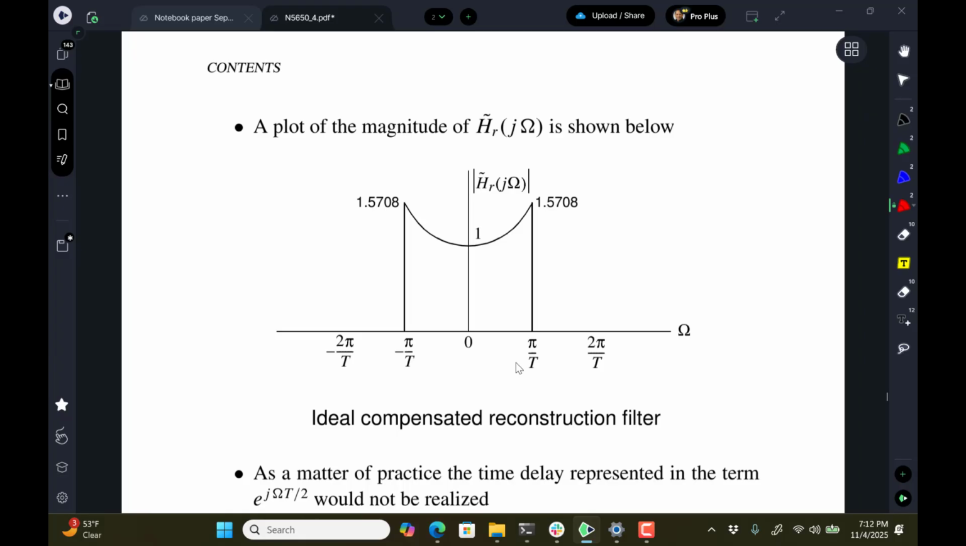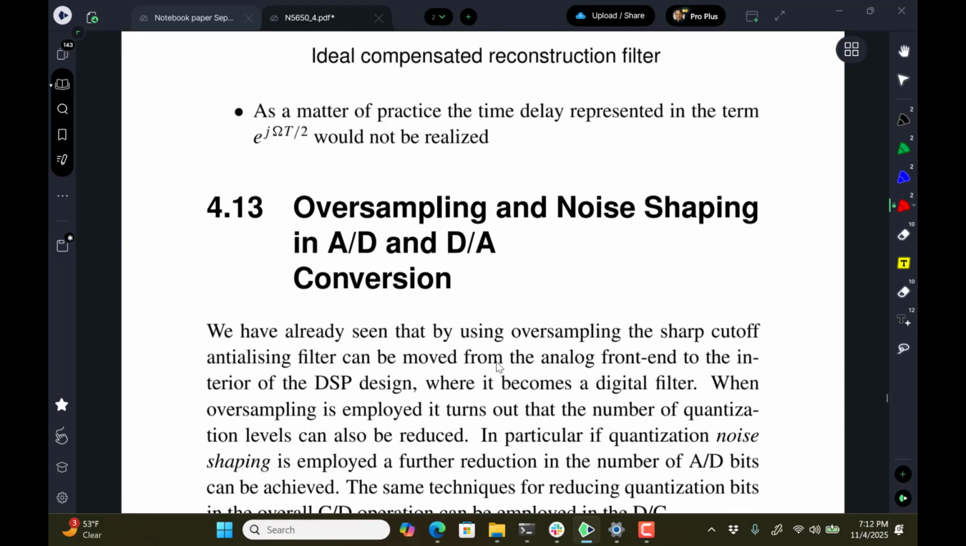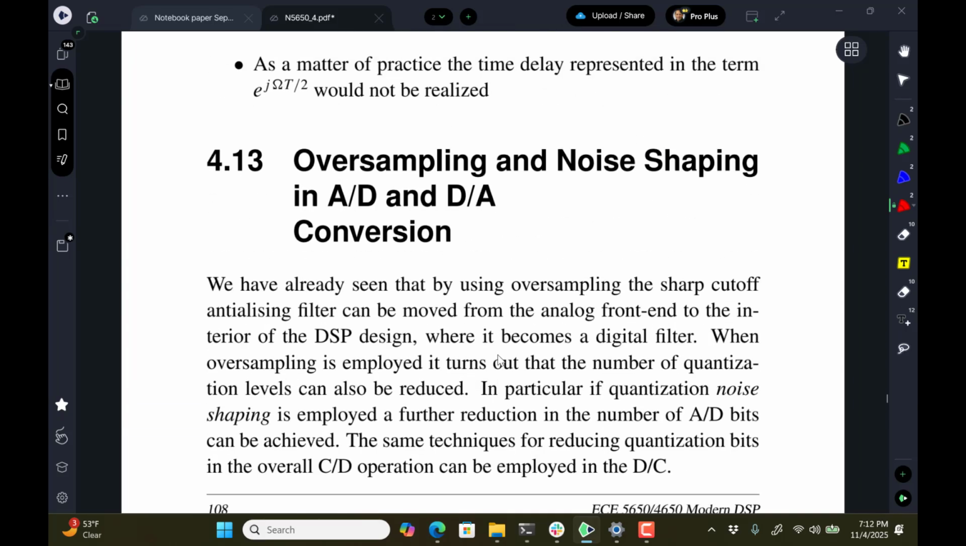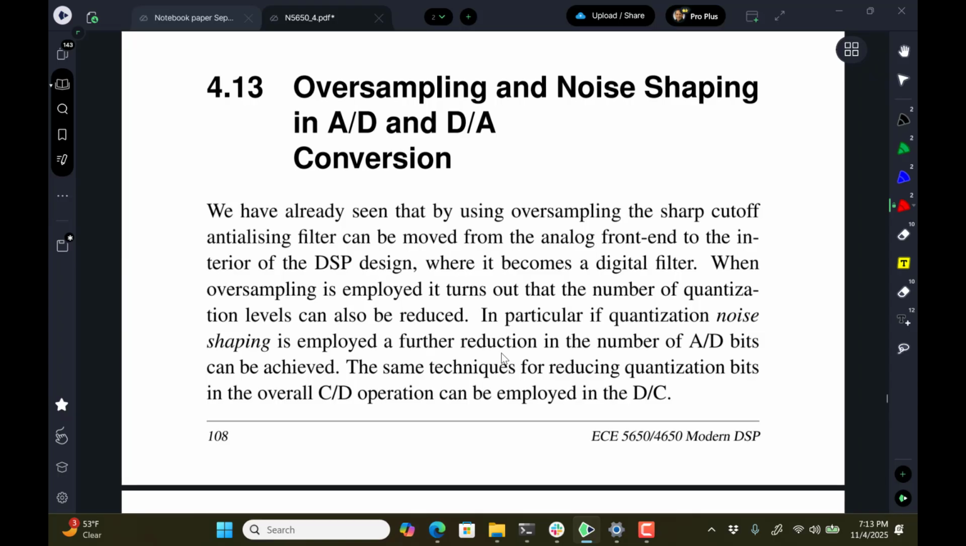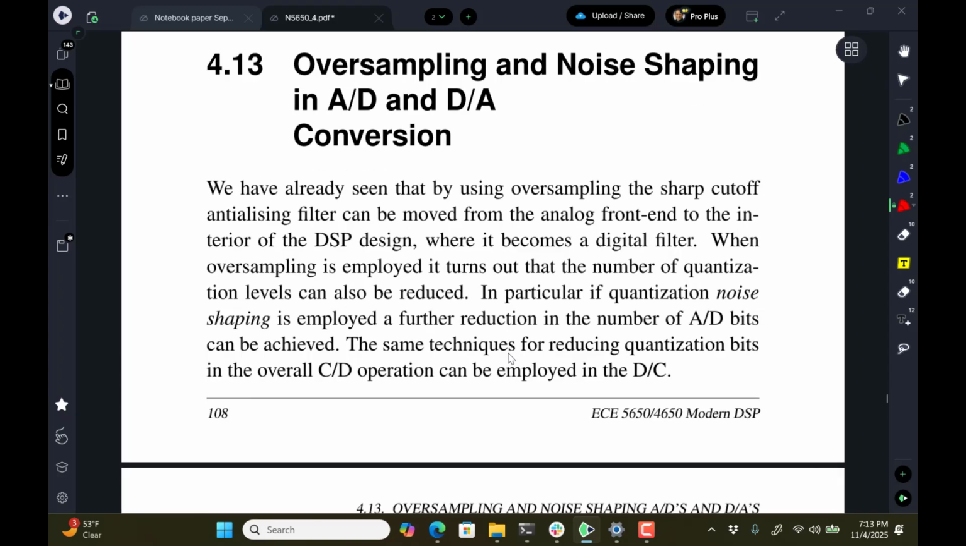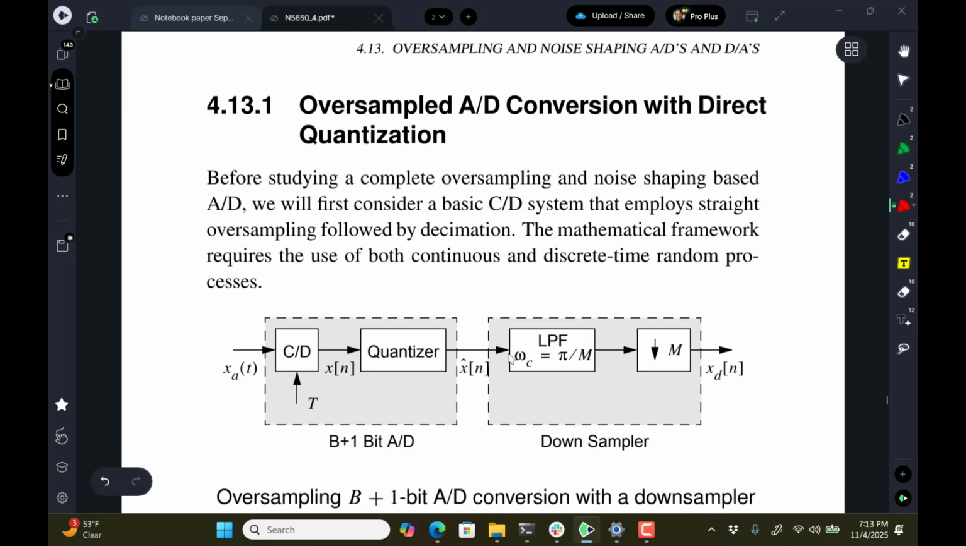The next topic in here is oversampling A to D and D to A. We're not going to have time to look at that tonight, but this is where I'll get into how sigma delta or delta sigma converters work. And when that's over with, we have some pretty cool results, and I'm just going to take you for one.